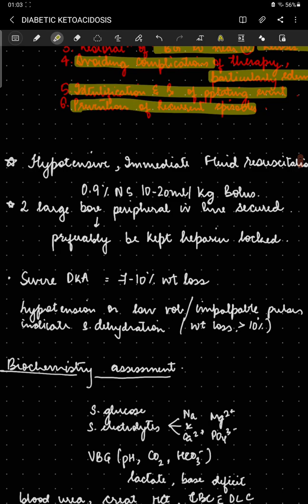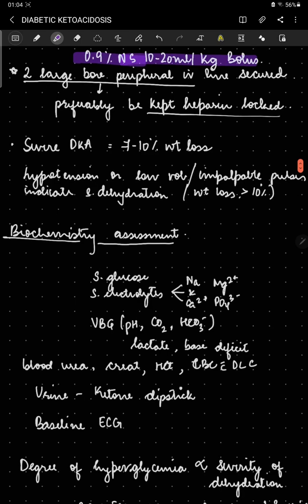There are certain key points that you have to remember. If the child is hypotensive, you have to do immediate fluid resuscitation in the form of boluses. It is preferred that you give isotonic solutions like 0.9% NS, 10 to 20 ml per kg bolus. Also, as this is an emergency situation, 2 large bore peripheral IV lines should be secured, and these should be heparin locked. Whenever we consider the child to be in a severe DKA state, we assume that the child has lost 7 to 10% of the weight.